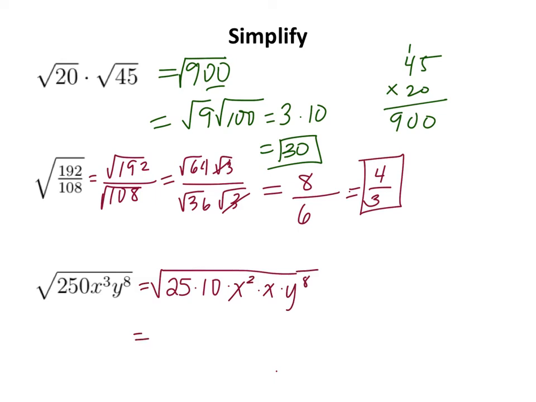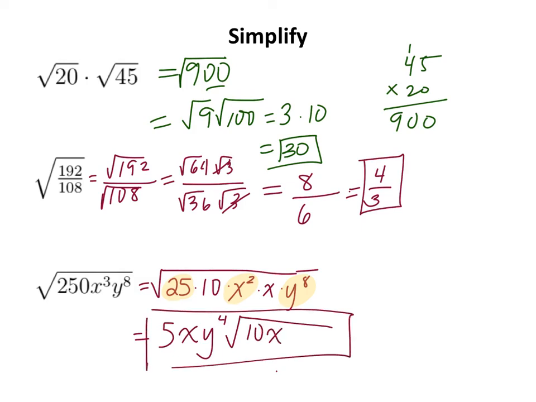Let me just do this. We have square root of 25. That's going to be equal to 5. This is a perfect square. This is a perfect square, so I can bring those out. So we have square root of 25 is 5. Square root of x squared is 2 divided by 2, which is 1. Y to the 8th is going to become y to the 4th because we're going to divide it by 2 also. So y to the 4th. Then what do I have left inside? I just have 10 and x. And that is simplified.